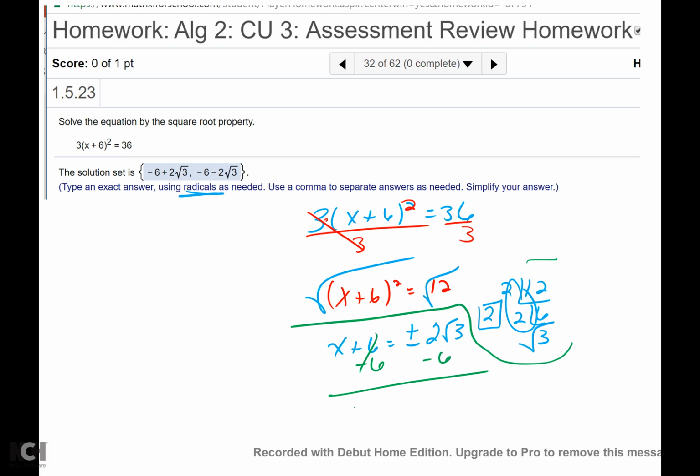And that kills it and gets my x alone. I can't combine those because he has a radical and he doesn't. So the best I can do is negative 6 plus 2 square roots of 3 and negative 6 minus 2 square roots of 3.